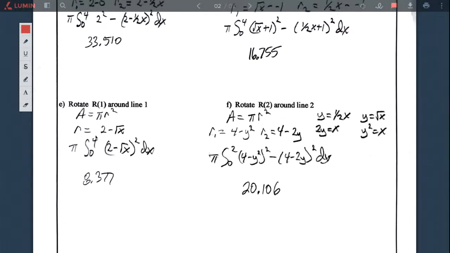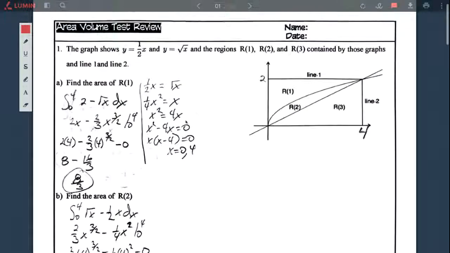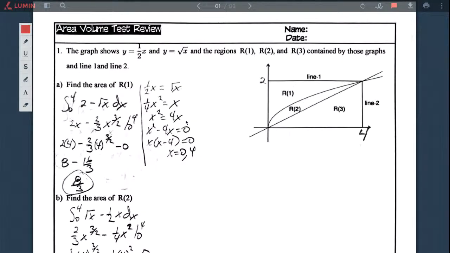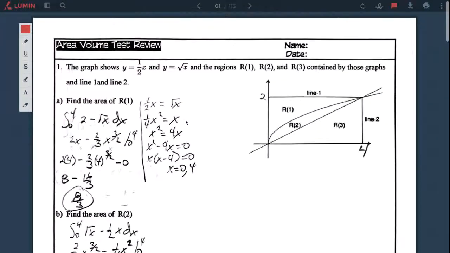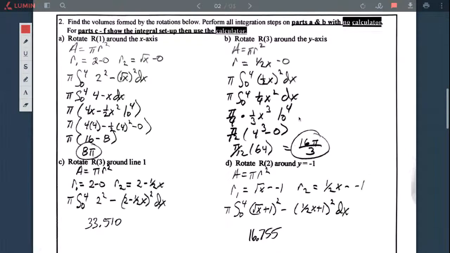E, I need to do r1 around line 1. This time, notice when I'm rotating, there is no gap, so that means I only need one radius. So that's just going to be top minus bottom, which is 2 minus the square root of x.